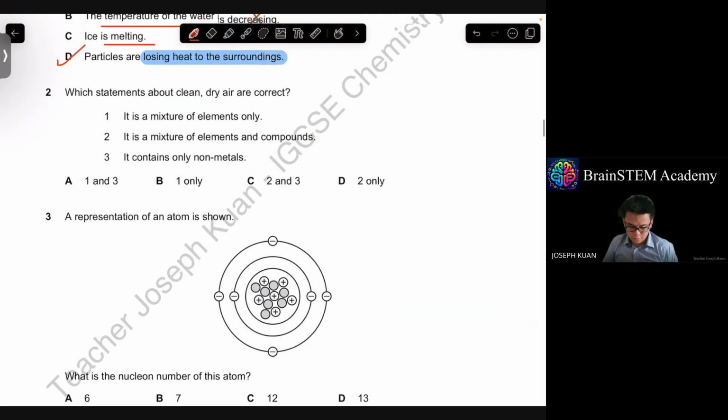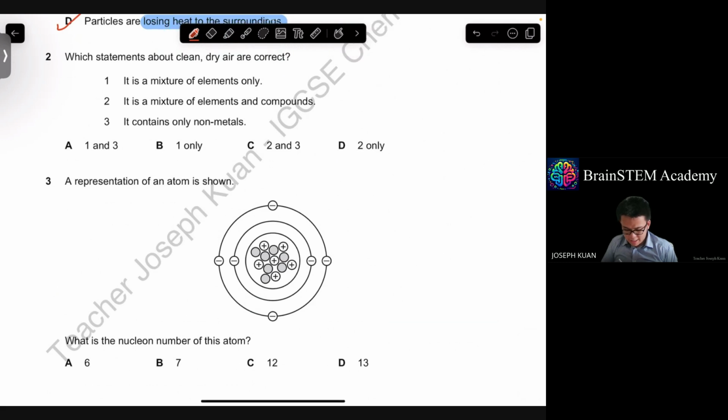Okay, question number 2. Which statements about clean, dry air are correct? So clean, dry air contains a mixture of elements and compounds, such as carbon dioxide and also oxygen gas and nitrogen gas. And then it contains only non-metals.